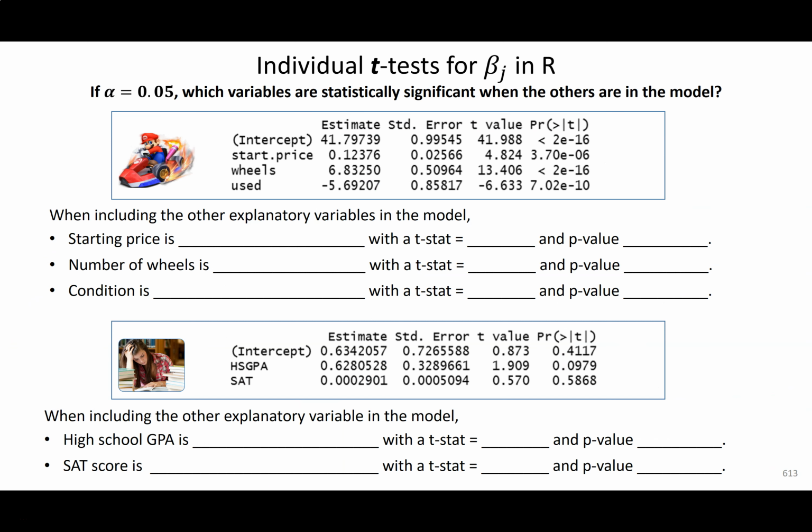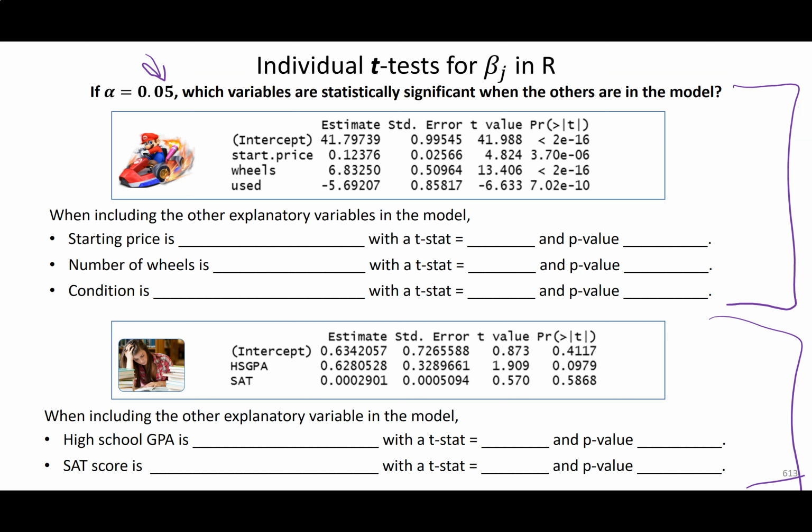So looking here at individual t-tests, first off, we're going to look at the Mario Kart example. Then we'll look at the GPA example. So for the Mario Kart example, if we use a significance level of 0.05, we want to know which variables are statistically significant while including the others. So I know at least one of starting price, number of wheels included, and whether or not it's used is useful. I want to know which ones are useful.